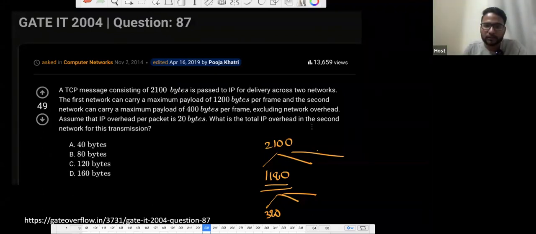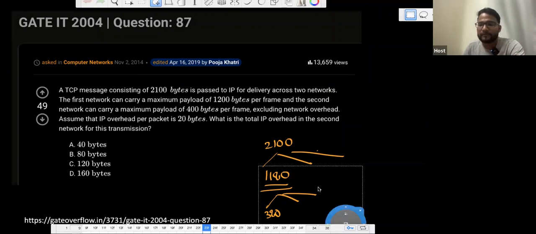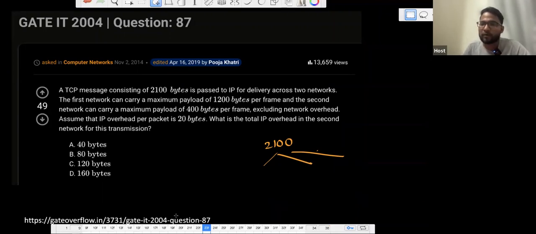Okay, I think this 1200 they have given and the 400 they have given is without the overhead, right? Excluding the network overhead. So I think this should be 1200 only because it doesn't contain the IP header. Network overhead means it doesn't contain the IP header. No, bottleneck and all you do not need to take.